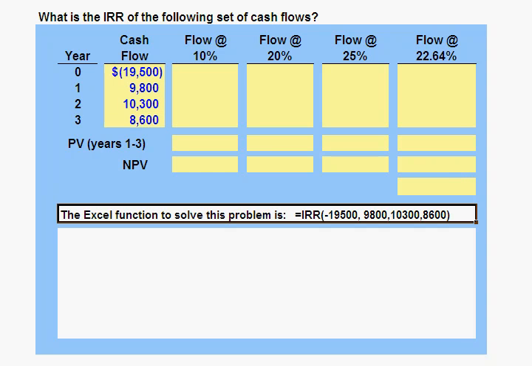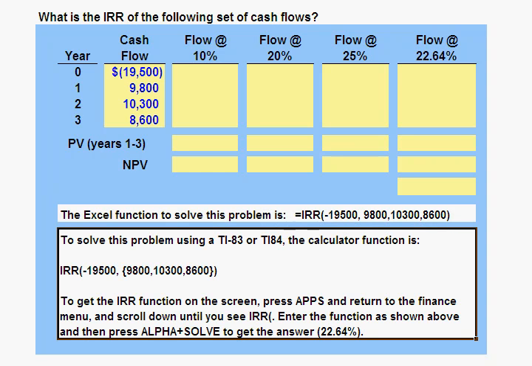To solve this problem with Excel, we simply use the IRR function. The form of the function is equals IRR parenthesis, and then we enter all of the cash flows. Notice the initial cash flow is entered as a negative amount, and the remaining cash flows are all entered as positive amounts.